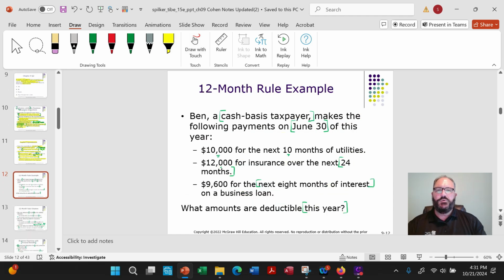So here's an example. Ben, a cash basis taxpayer, makes the following payments on June 30th of this year: $10,000 for the next 10 months of utilities, $12,000 for insurance over the next 24 months, and $9,600 for the next 8 months of interest on a business loan. What amounts are deductible this year? So what can he deduct this year?